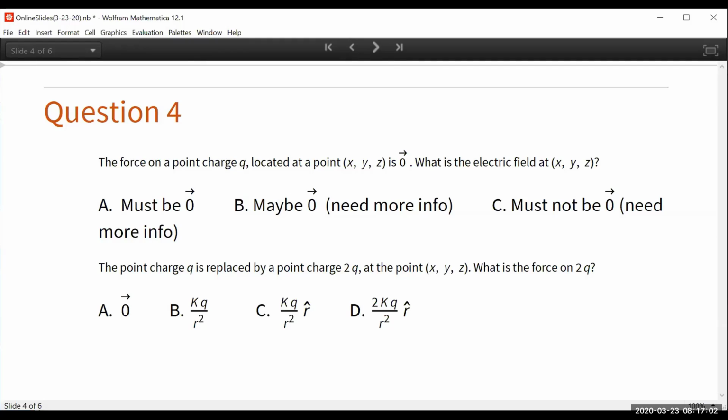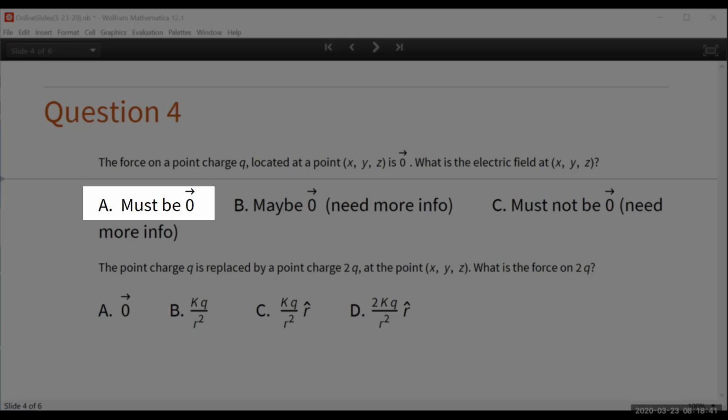Okay, so the next question, and this will lead us to one of the quiz questions from chapter 21. The force on a point charge Q located at point XYZ is 0, a null vector, with a vector sign on it because force has to be a vector. What is the electric field at XYZ? Again, this time you have three choices, A, B, or C. A was the majority choice, and it turns out that it must be 0. The electric field must be 0.